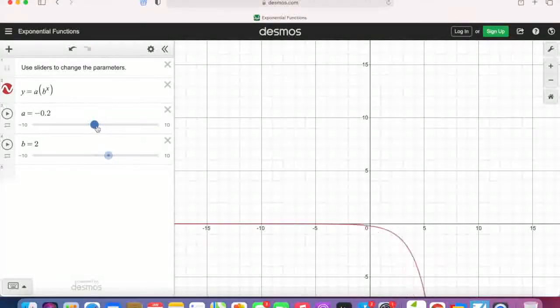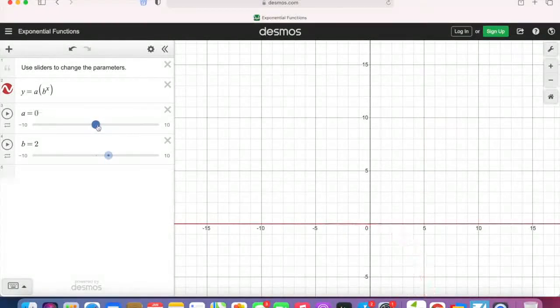If we move A to a number, now at 0, it's a straight line. Well, that makes sense, doesn't it? Wouldn't that be y equals 0? Because if A is 0, this whole function is 0. So it's not going to be exponential at all. It's just a horizontal line.